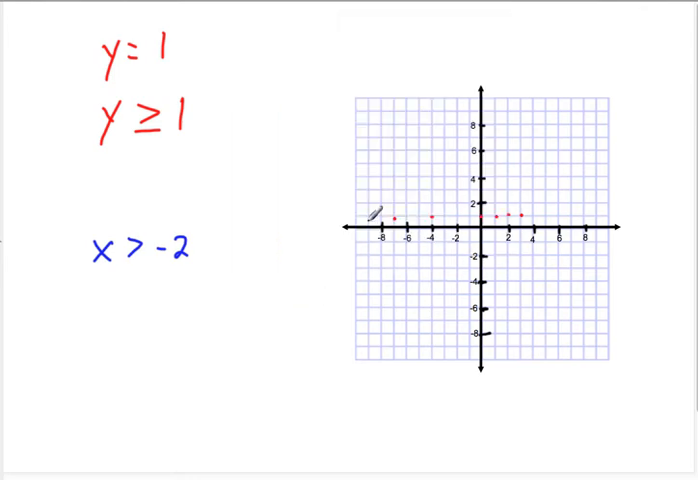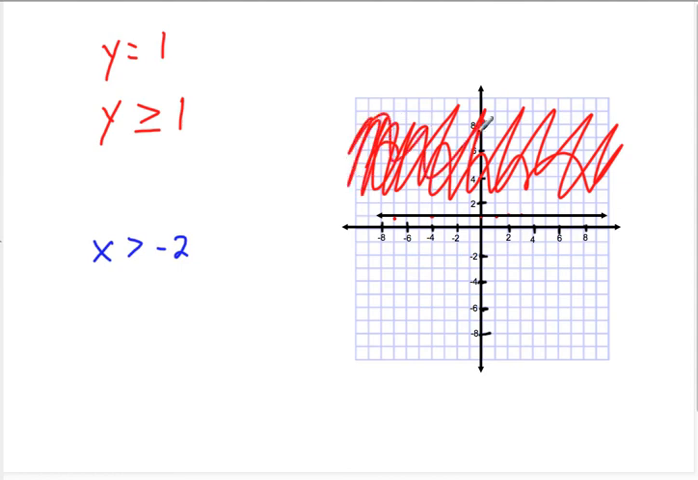Alright. There we go. Solid line all the way across. Now we have to figure out where to shade. Again, I could try 0, 0. So 0 is greater than or equal to 1. That's not true. So the shading is going to be up here.